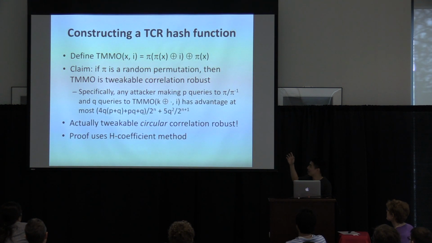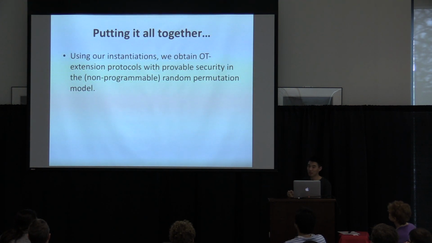And then we can also construct a tweakable correlation robust hash function. Over here, we actually need 2 permutation calls per hash function. It looks like we need 3, but pi of x just needs to be computed once. The bound is similar with some higher constant. Both this and the previous construction are proven using the H-coefficient technique known in the symmetric key community. So putting it together, we can construct secure and efficient OT extension protocols in the non-programmable random permutation model.